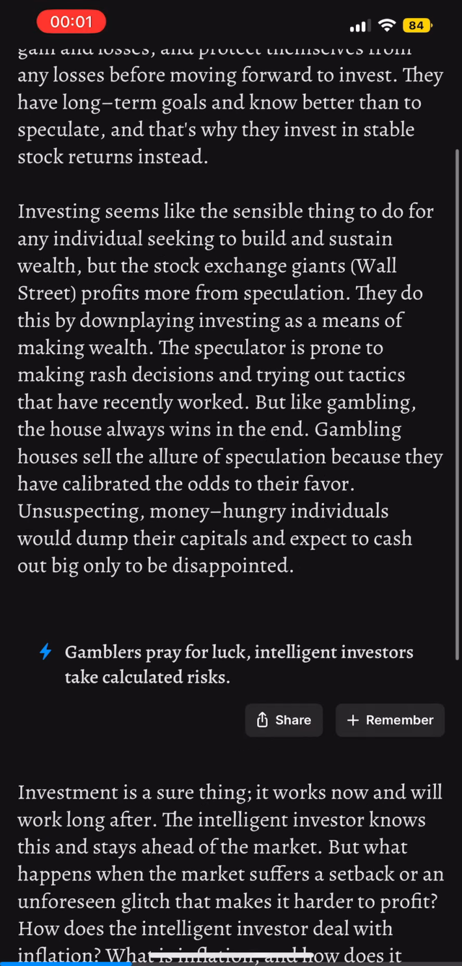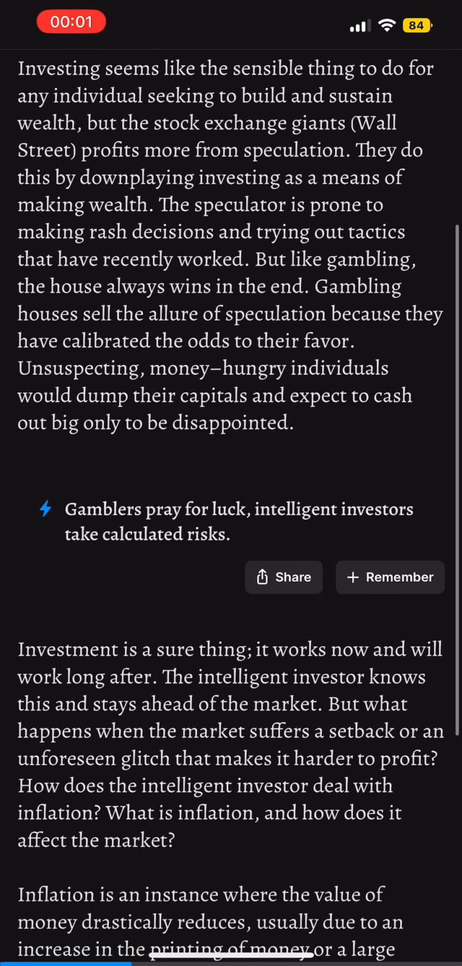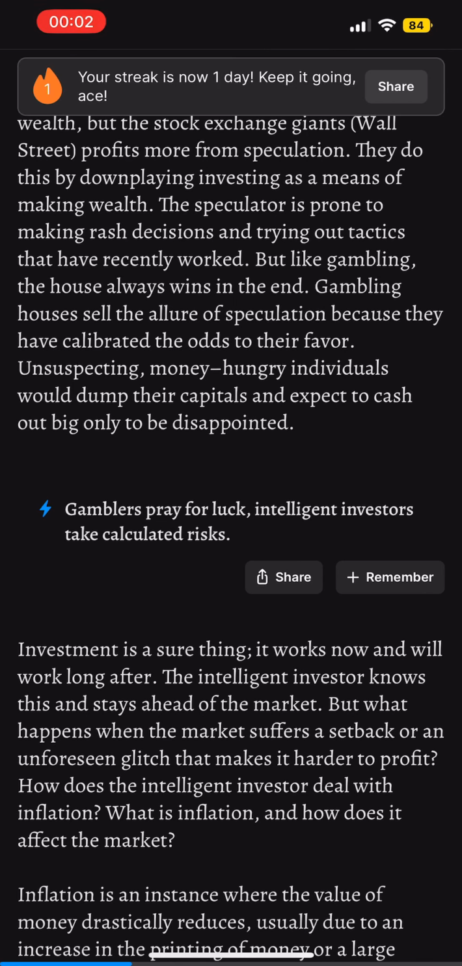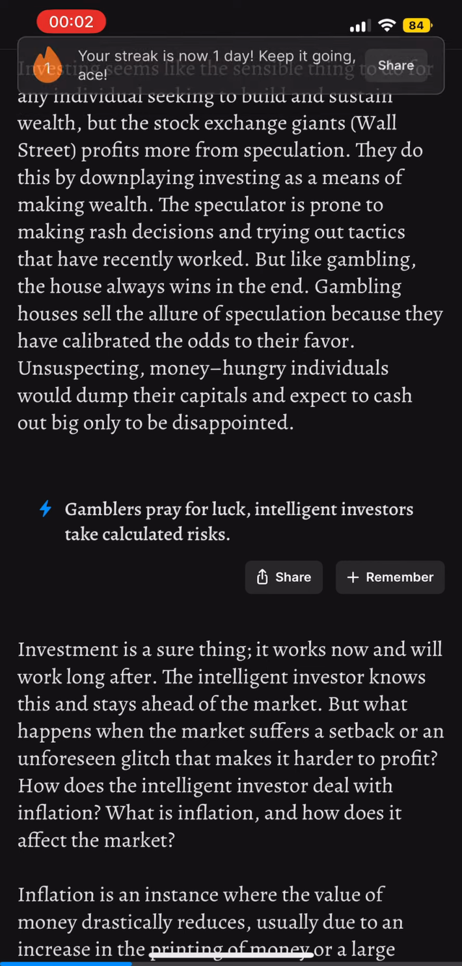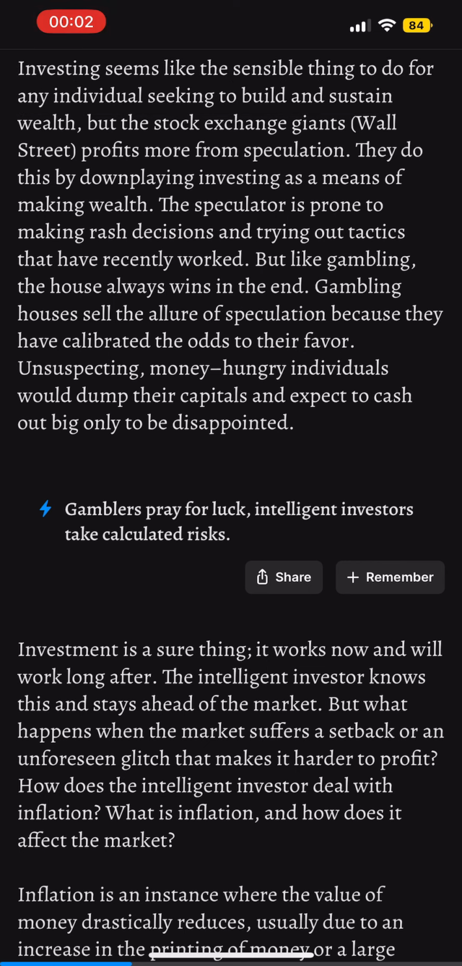Investing seems like the sensible thing to do for any individual seeking to build and sustain wealth, but the stock exchange giants, Wall Street, profits more from speculation. They do this by downplaying investing as a means of making wealth. The speculator is prone to making rash decisions and trying out tactics that have recently worked. But like gambling, the house always wins in the end.